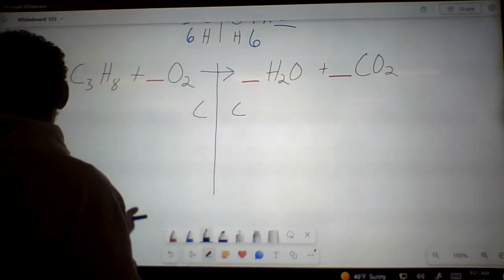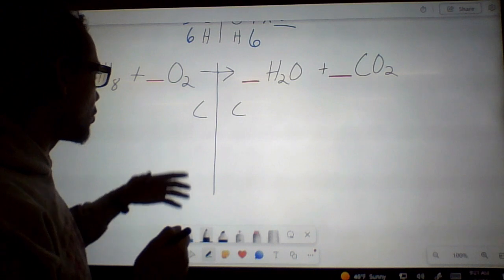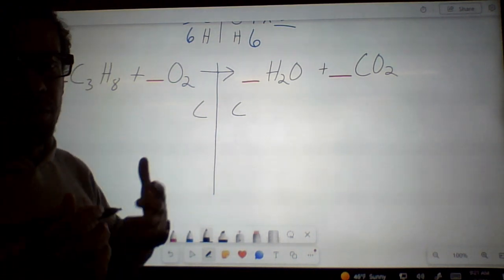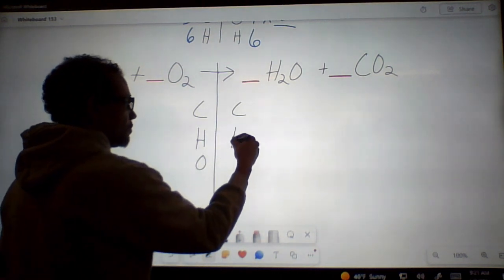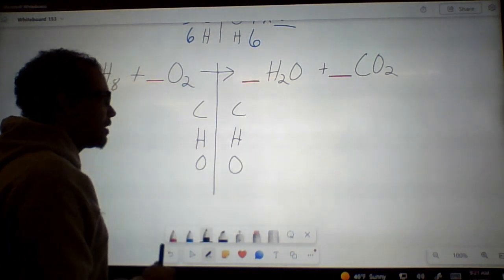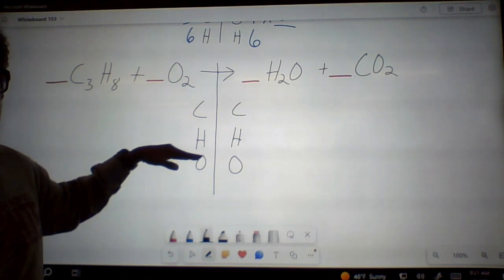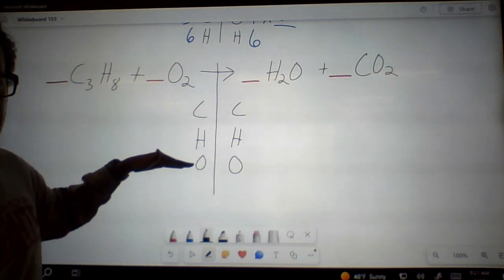H's are always last, except for combustion reactions. So anytime I have a combustion reaction, I'll just write the acronym CHO, CHO. And that'll take care of carbon, hydrogen, and oxygen. Oxygens we can sometimes get to balance automatically.